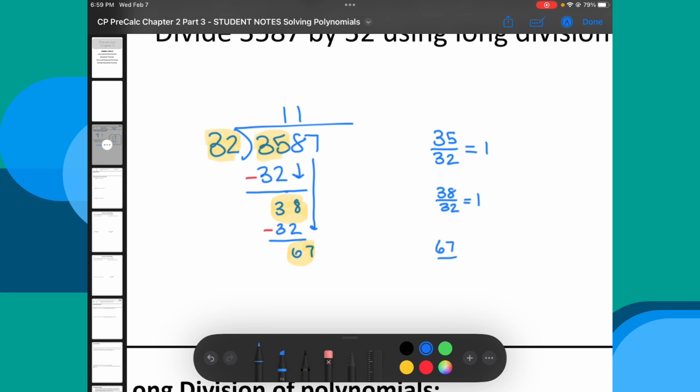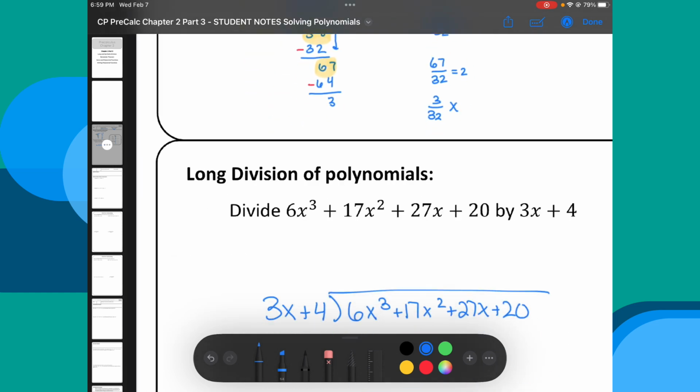67 divided by 32 goes in 2 times. So we put the 2 on top. We multiply 2 times 32. We get 64. We subtract. We get 3. 32 cannot divide into 3. So that's how we know we're done. And then we have our remainder of 3. We actually can write this as 112 and 3/32 because that's what we were dividing by. You could transfer that into decimal as well.